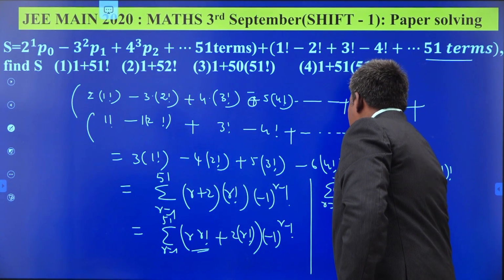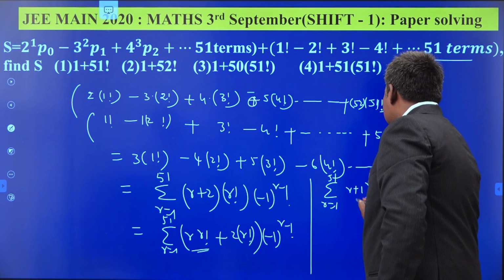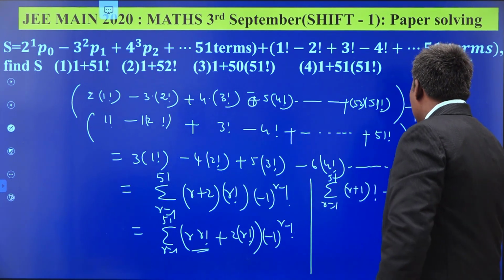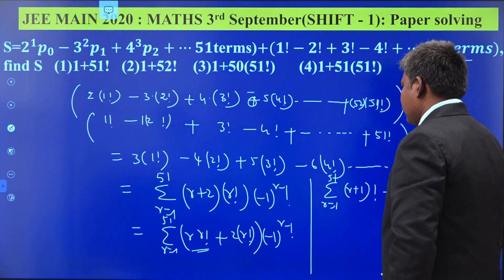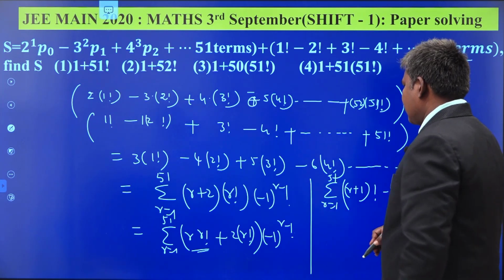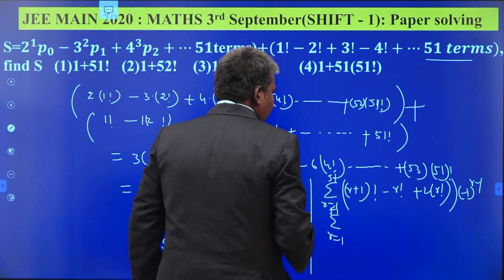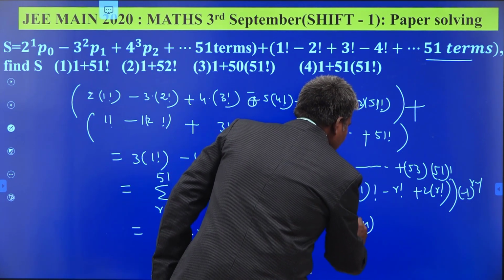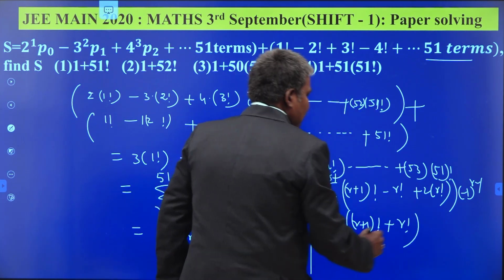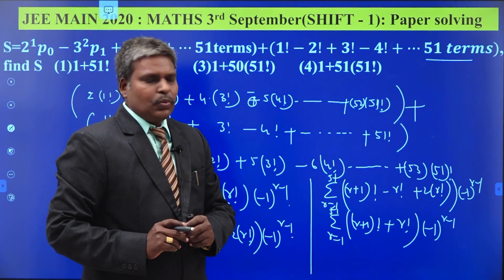Sigma r is equal to 1 to 51 of r plus 1 factorial minus r factorial plus 2 times of r factorial, into minus 1 whole power r plus 1, minus 1 whole power r minus 1. So this is nothing but sigma r is equal to 1 to 51 of r plus 1 factorial plus r factorial times minus 1 whole to the power of r minus 1. You just expand this one, we obtain the answer.